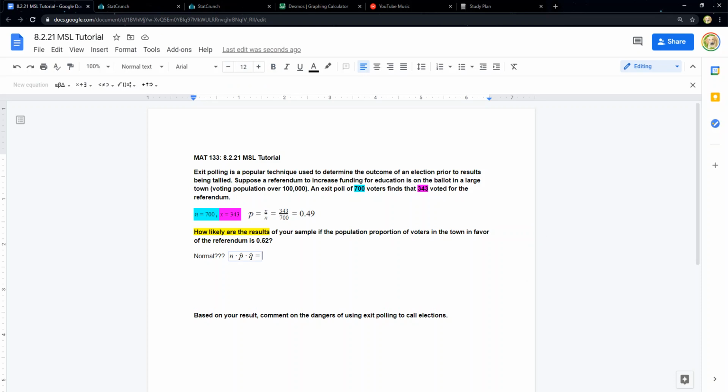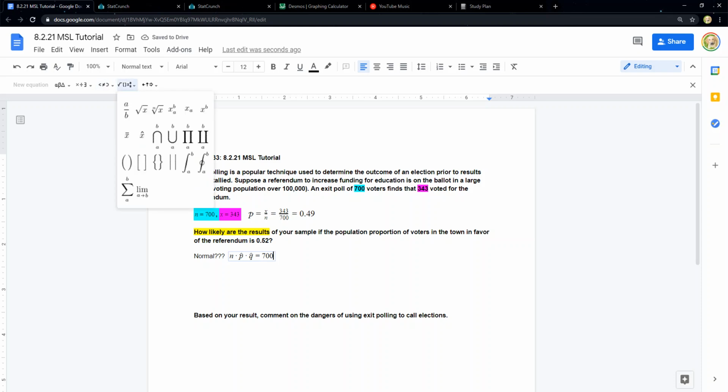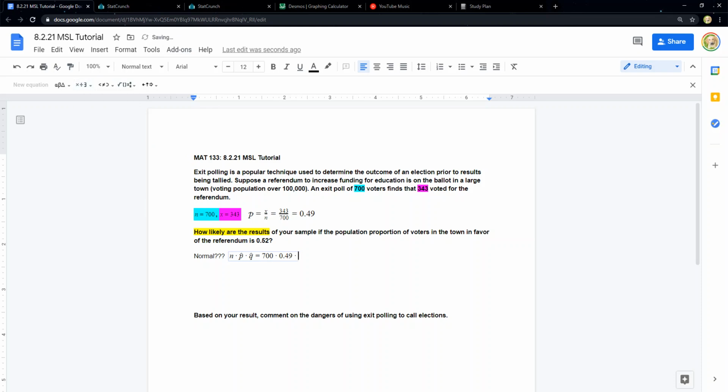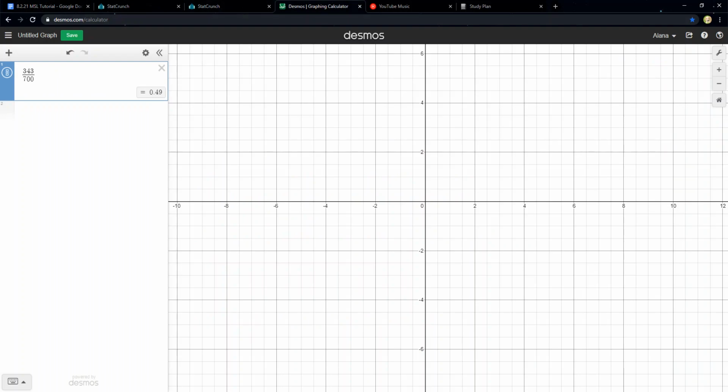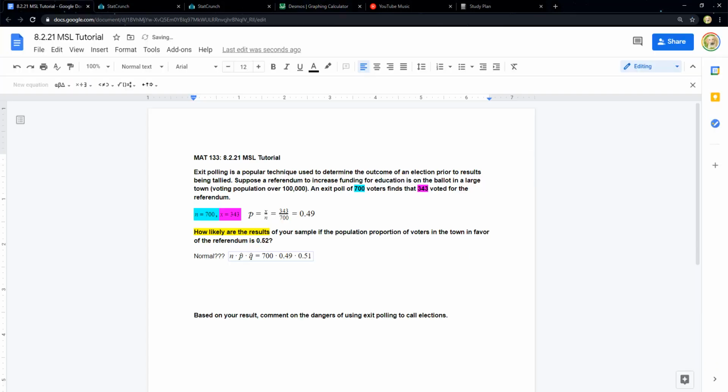So this would be n is 700 times 0.49 times the complement of 0.49, which is 1 minus 0.49, which is 0.51, right? Of course, because 1 minus 0.49 is 0.51. And then I can see I'm going to have to multiply this. So 700 times 0.49 times 0.51 is 174.93. And 174.93 is in fact greater than or equal to 10. So yay.